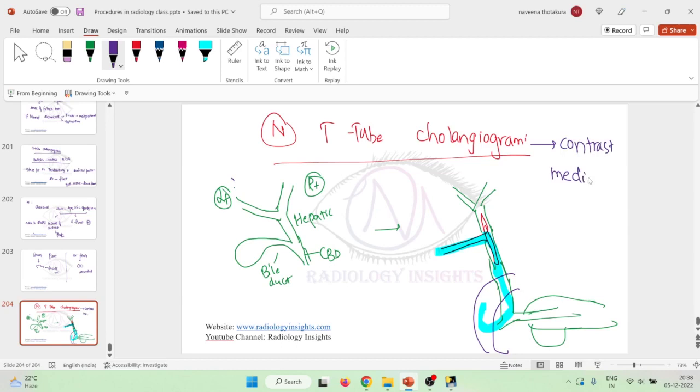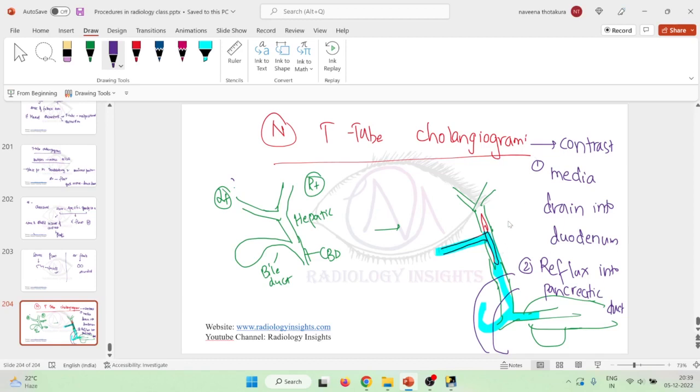One important thing: contrast media drains into the duodenum. This is number one. Number two, this contrast media may also reflux into the common pancreatic duct. So you will see the drainage of the contrast media into the duodenum, and you will also see reflux of the contrast media into the pancreatic duct.